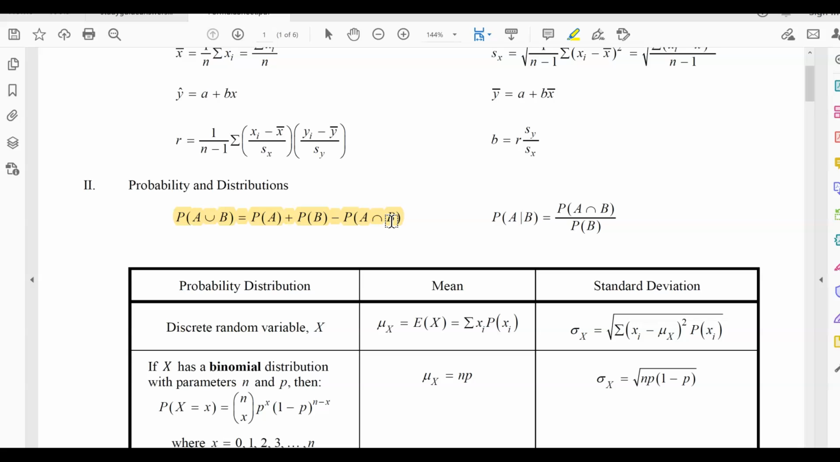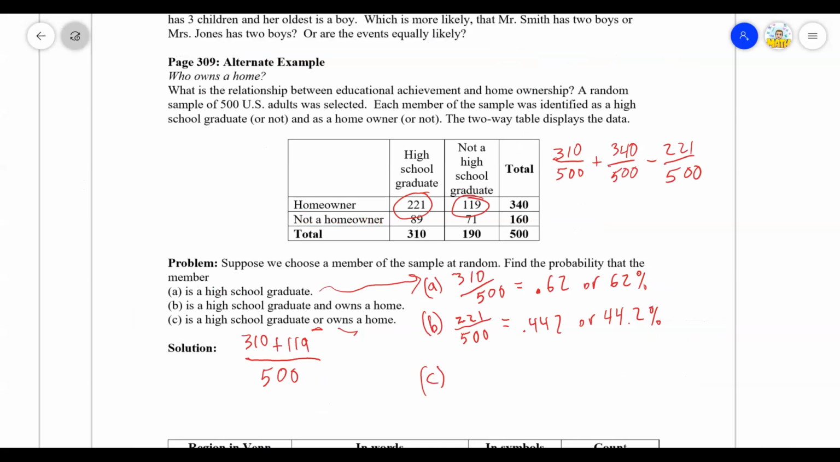So we take the probability of A, which is the probability they own a home, plus the probability of B, that they graduate high school, and then we subtract away that overlap. Okay, so you often see it that way.